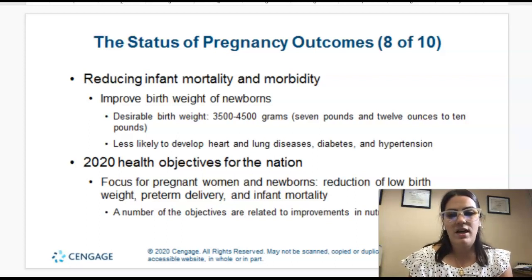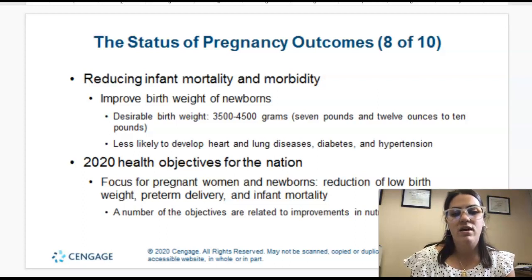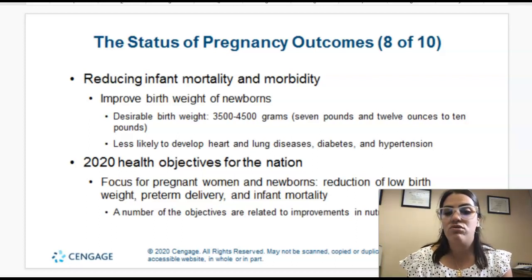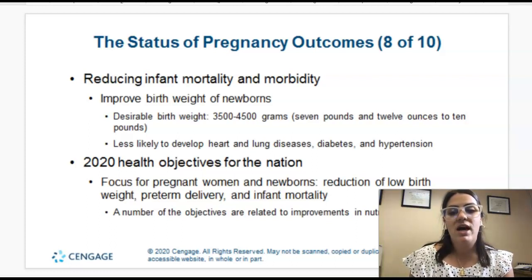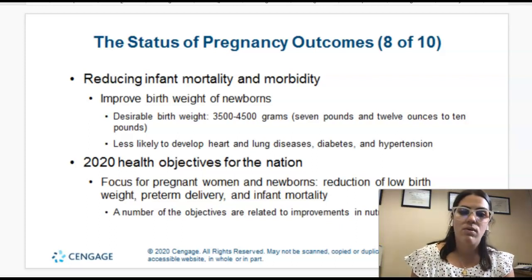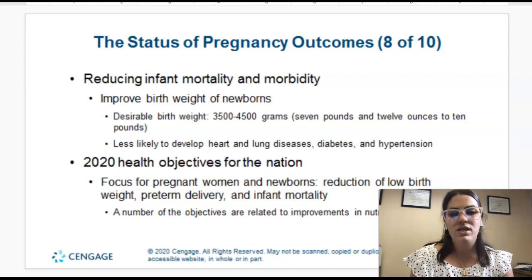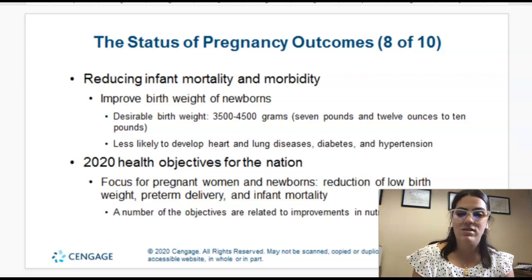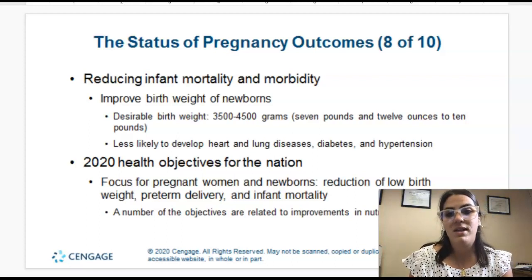So with that said, what we want to do is improve the birth weight of newborns. So the desirable weight at birth is about 7 pounds 12 ounces to 10 pounds. So that is about 3,500 to 4,500 grams. So this is the desirable weight to reduce infant mortality and morbidity. So mortality refers to death, while morbidity refers to any conditions or diseases that might compromise health. So when we see that infants are born at this ideal weight of 3,500 to 4,500 grams, or 7 pounds 12 ounces to 10 pounds, they're less likely to develop heart and lung diseases, diabetes, and hypertension.